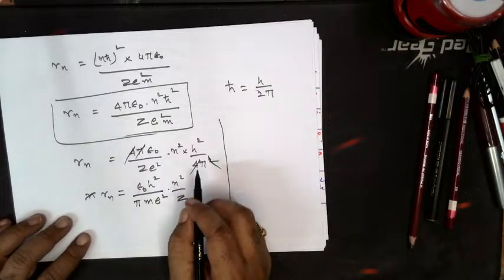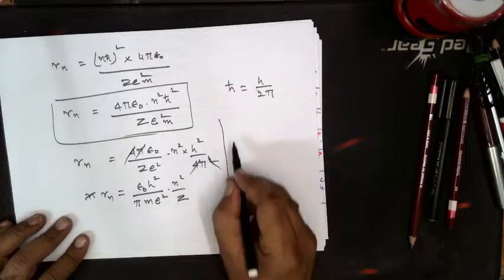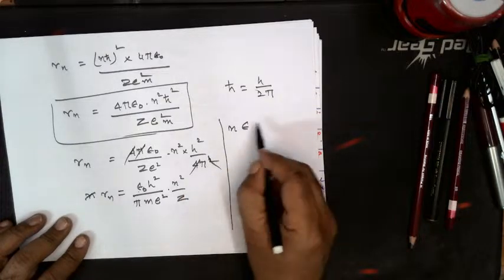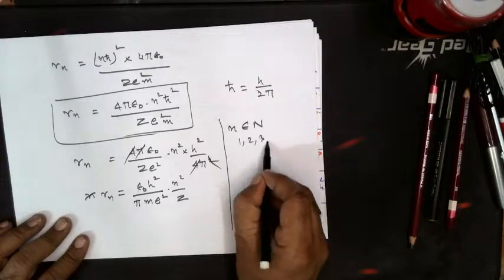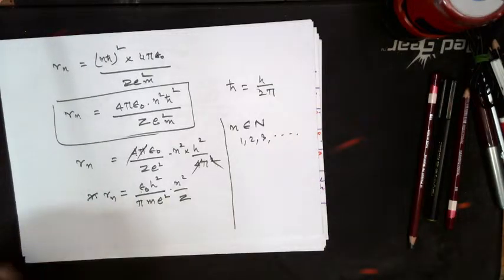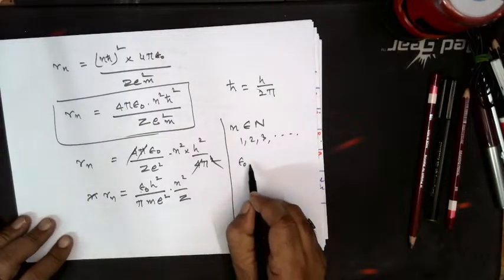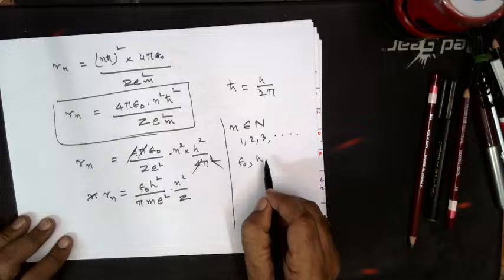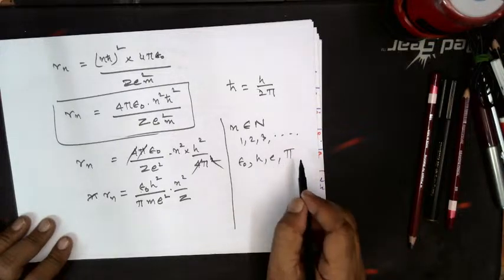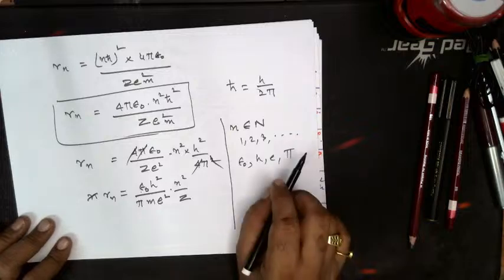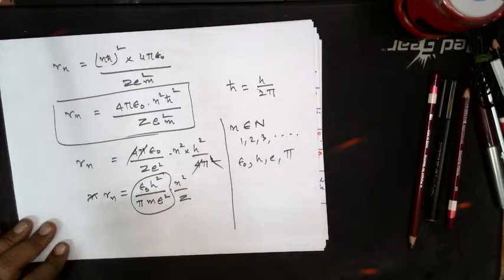So the only variable here is n. Of course, n belongs to natural numbers, is it not? It cannot be 0. So it can be 1 2 3 orbit levels. Are you able to follow? And what about the epsilon? Epsilon is a constant, and h is also constant. E, charge of electron, is constant. Pi is also constant, 3.14. So these are all constants. So it means you can bring this as a constant one, is it not?